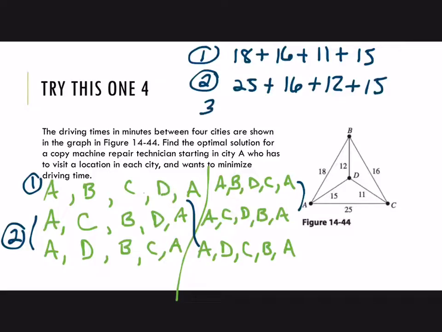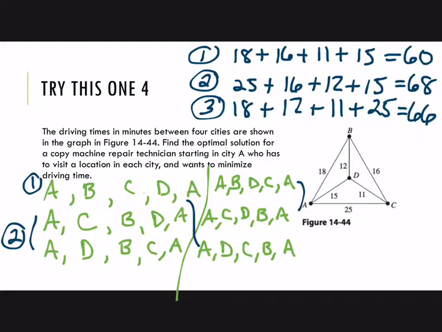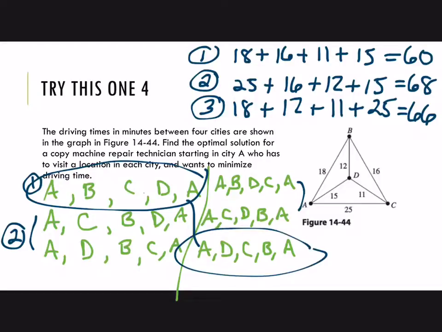Then I have the other pair of matching circuits. We've got AB, which is 18, BD is 12, DC is 11, and CA is 25. If you add those, we get weights 60, 68, and 66. So the most optimal route would be either this circuit, ABCDA, or ADCBA. So sometimes an optimal solution is more than one route.